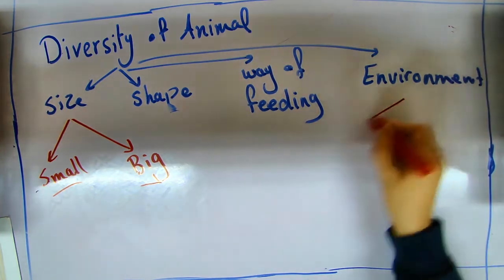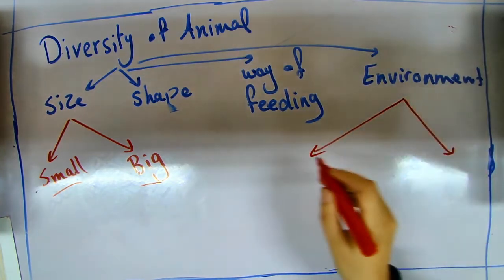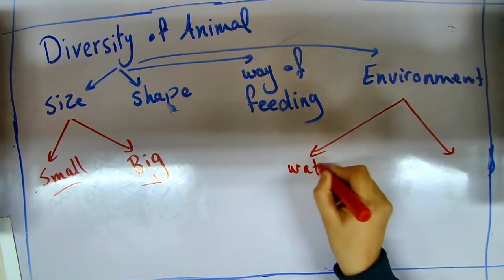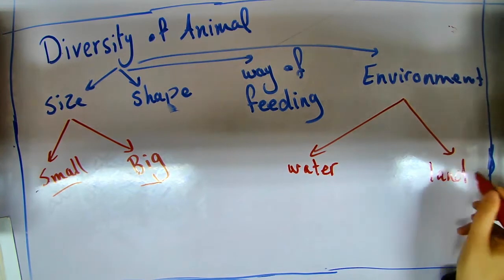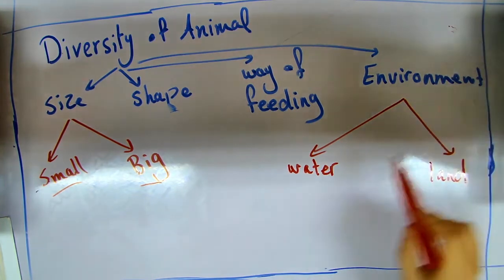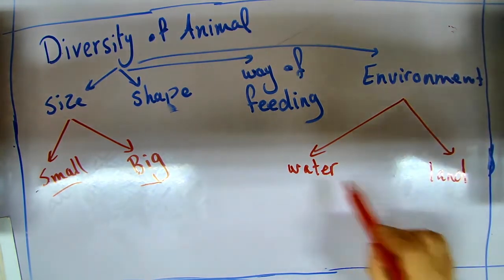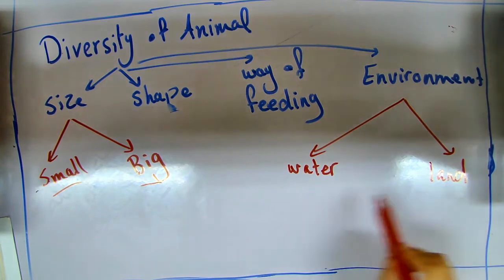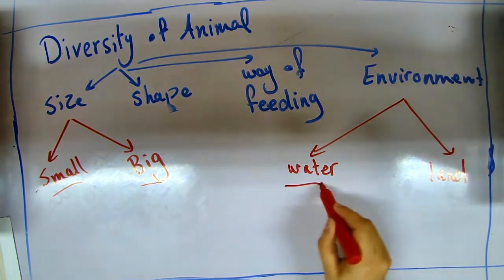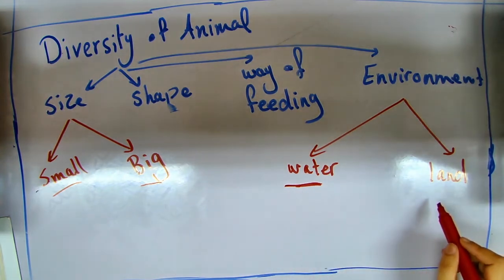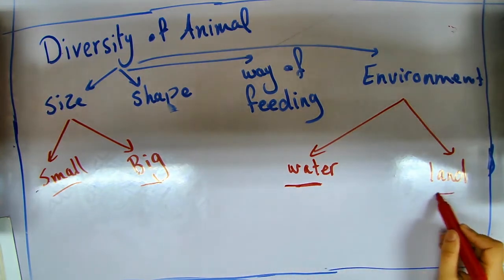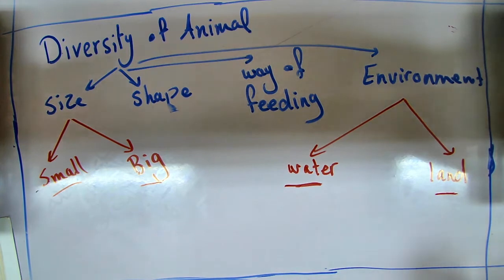Some of them live in water and some live on land. Those living in water are like fish, crocodiles and hippo. Some animals live on land like horse, dog and lions.